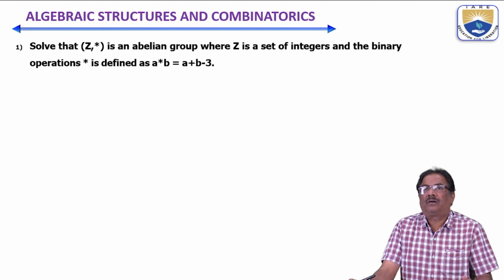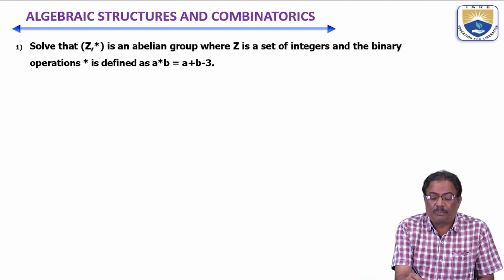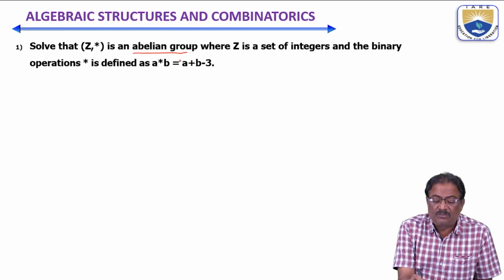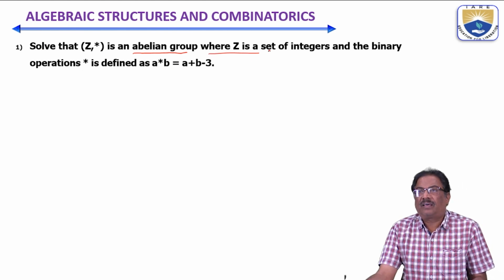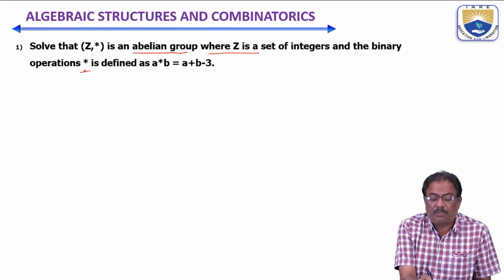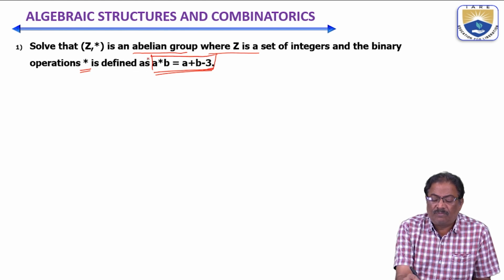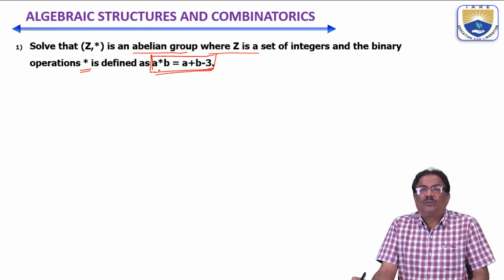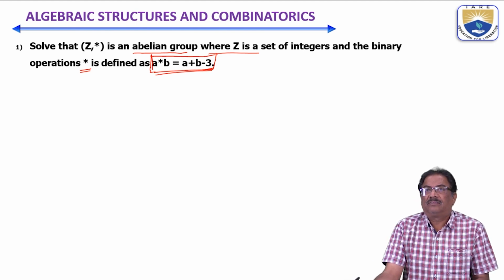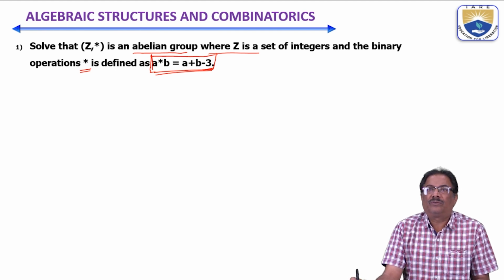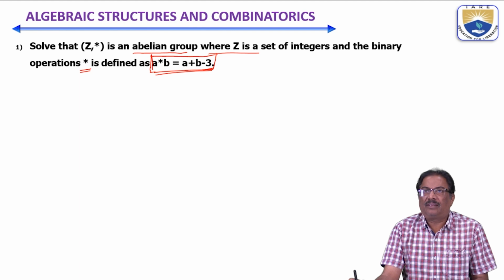Show that (Z, *) is an abelian group, where Z is the set of integers and star is a binary operation defined like this. Z is a set of integers. Now star is defined like this. Now we are going to verify that (Z, *) is an abelian group.